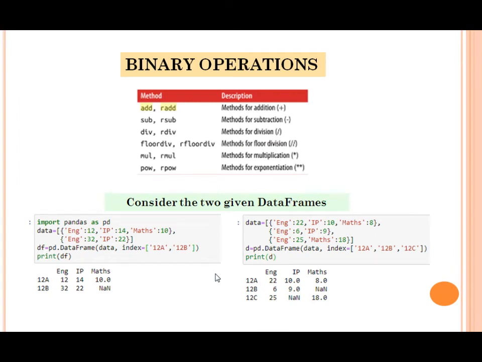Next is binary operation. Children, binary operations are addition, subtraction, division, floor division, multiplication, and power. So we have similar functions with radd, rsub, rdiv, rfloordiv, rmul, rpow. You can use these with the help of operators too, but we have functions for this also. So consider the given 2 data frames. I have made 2 data frames here, df with this much of values and d with this much of values.